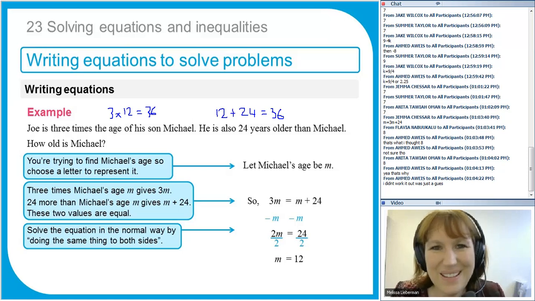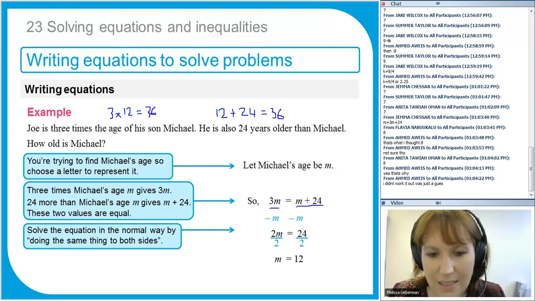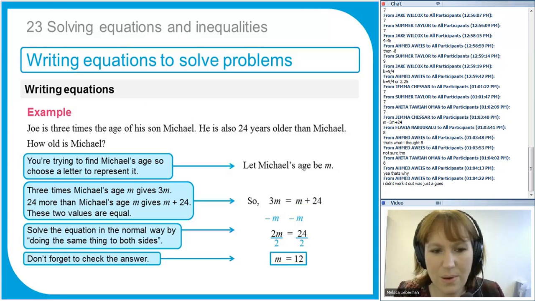Always better to use algebra just to make absolutely sure. Is everyone happy with this? So this is 3 times Michael's age. This is Michael's age plus 24. And then I know that I'm getting the right answer. So in that way, algebra is very useful for solving problems like this. Lots of different problems are solved through algebra.